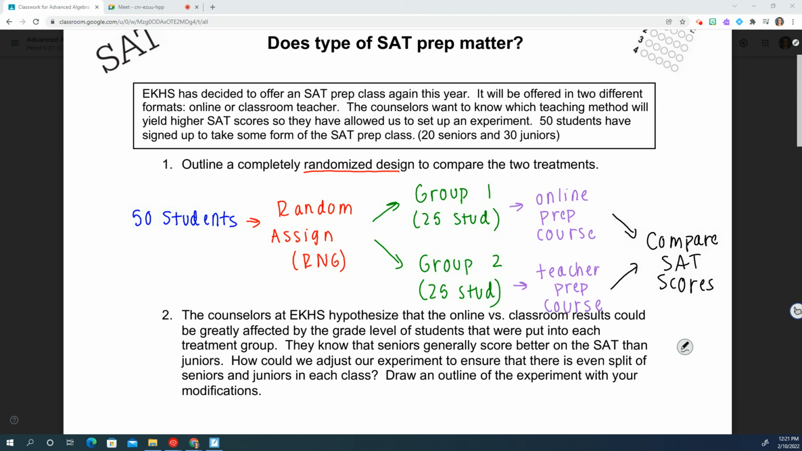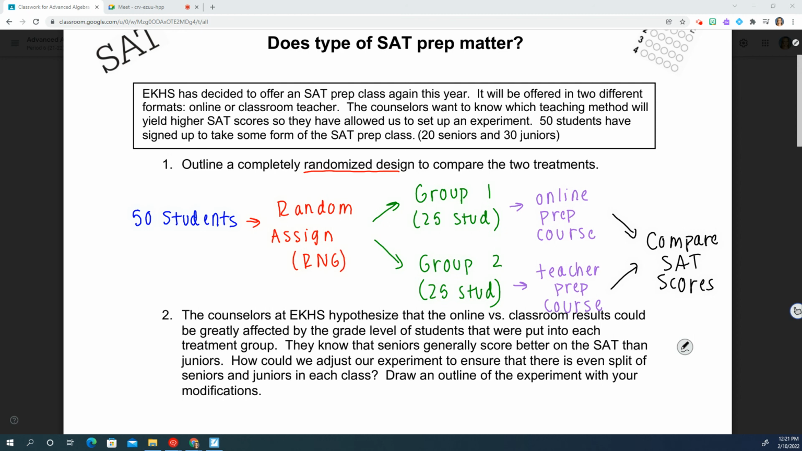Number 2 says, the counselors at this high school, I always think it's like Elkhorn High School, EKHS reminds me of Elkhorn, but it's obviously 2 words, so East Kinley. What's the one in High School Musical? East High, right? Bobcats.